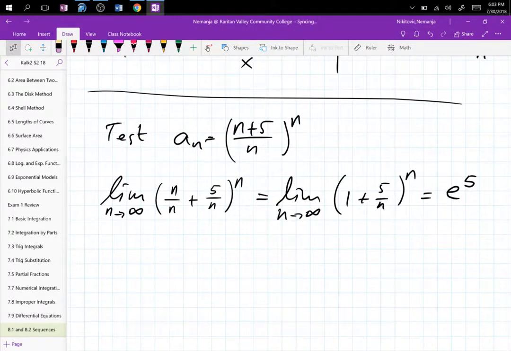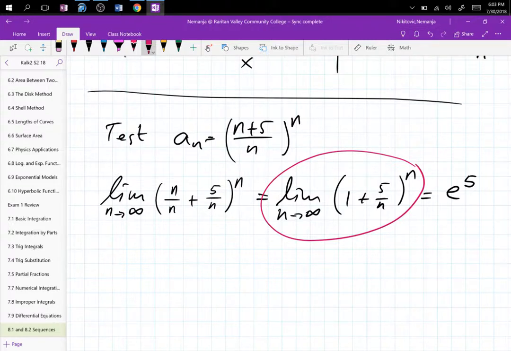Yes, you are supposed to know that this is the definition for e. I don't care whether you know that from Calc 1 or from Calc 2. Now that you are in sequences, this is common knowledge. If I ask you what's your name, you say, my name is whatever. Then you go and say, oh yeah, that's e.